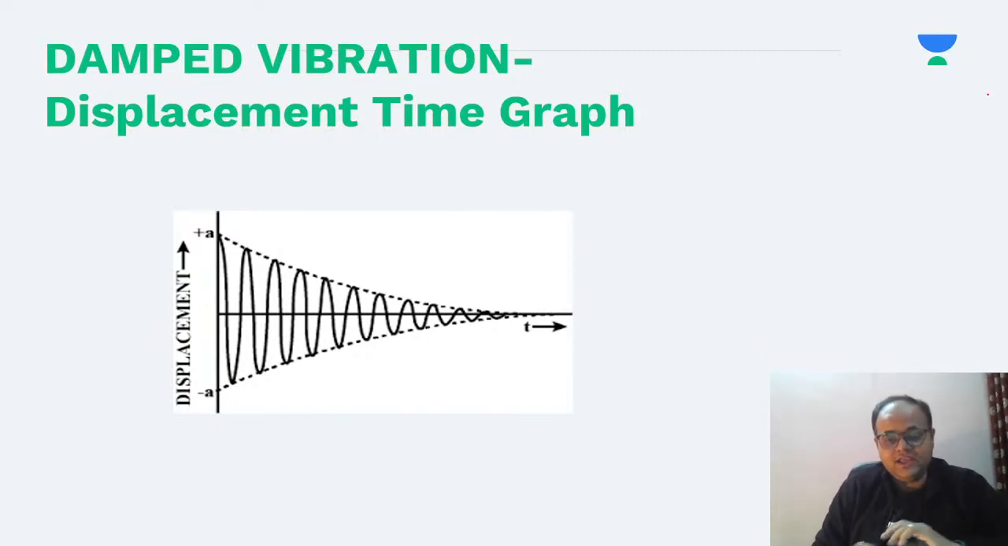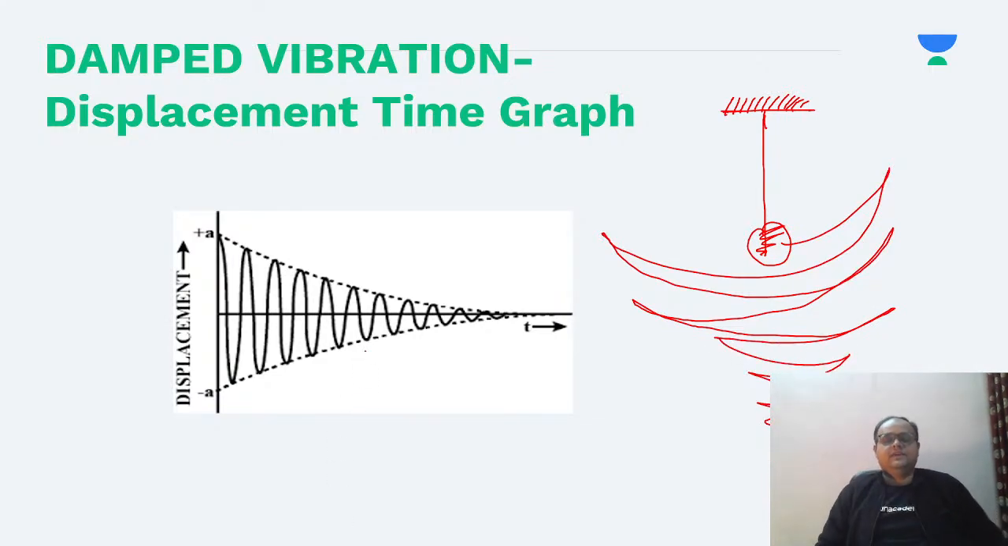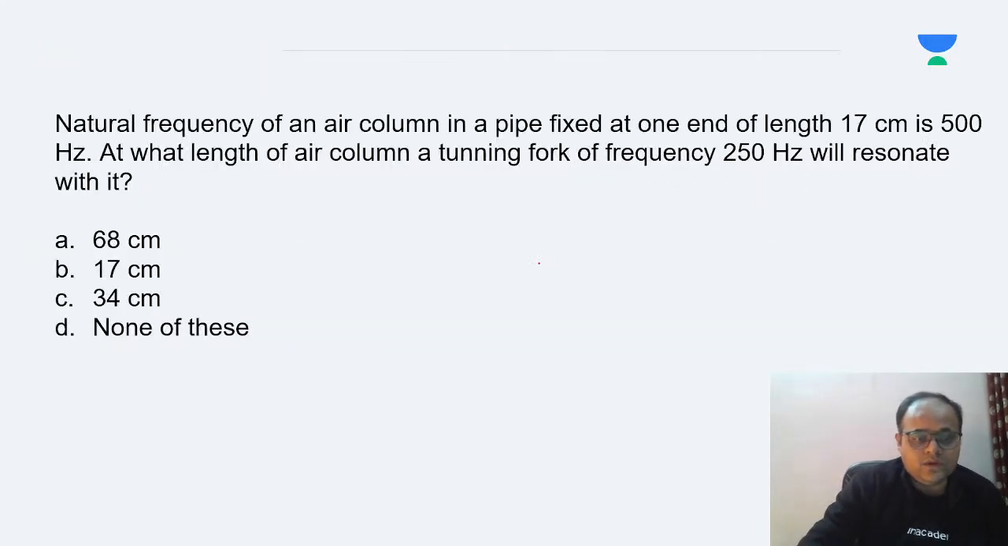See, initially, let me relate it with the simple pendulum example. The bob started with this, right? The next time it was this. The next time it was this, and ultimately the motion ceases. So can this be replicated through this particular graph? Yes. This is displacement, this is time. As time passes, the displacement of the body keeps on decreasing. Yes, this is all about damped vibrations. We'll be doing the questions.